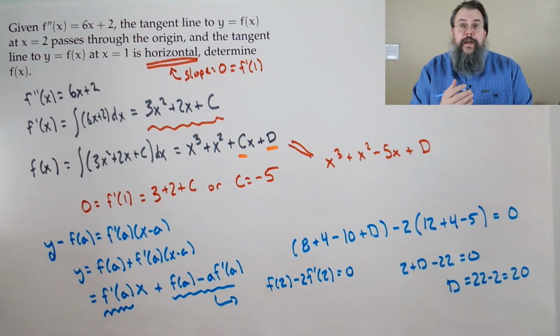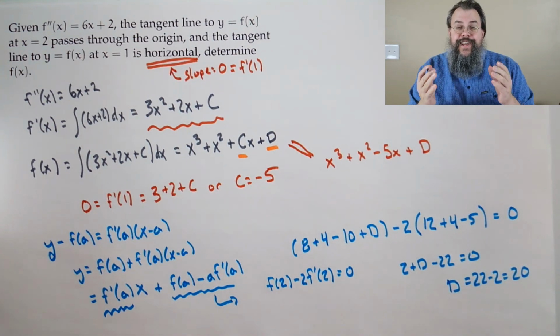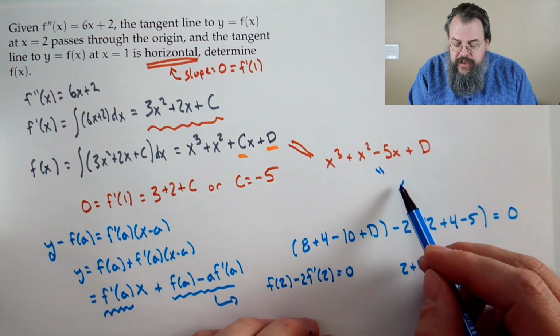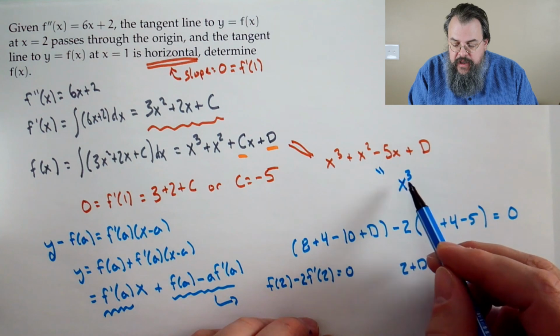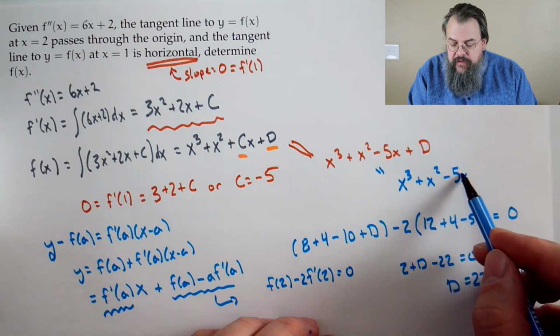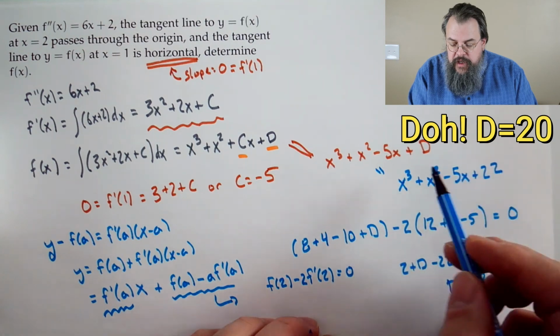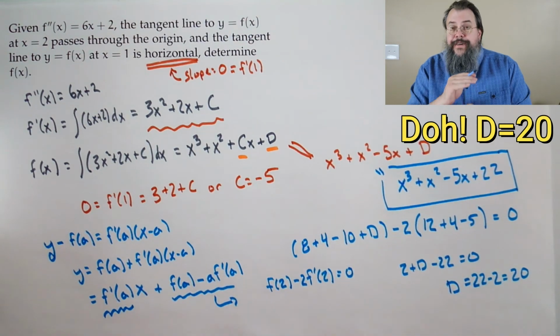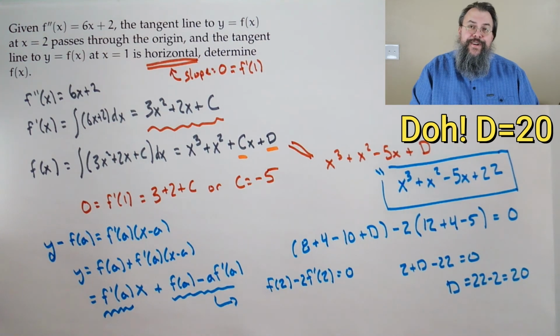And now we're like, great, we've got d. So we can say our function, because that's the last thing we didn't know, x cubed plus x squared minus 5x plus 22. And we're done. We found it.